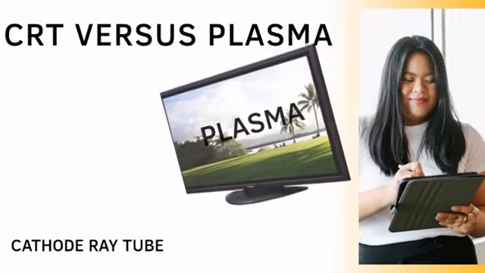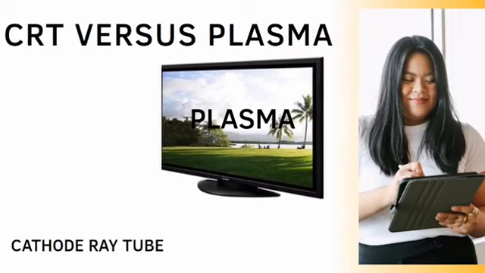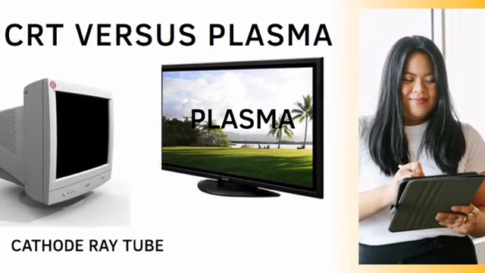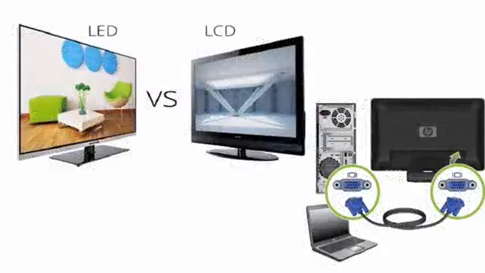Now, the monitor could either be a cathode ray tube or a plasma. In simple terms, the plasma is a flat screen monitor, while a cathode ray tube has a hunchback structure. Of course, the plasma gives better picture quality and is more modern than the CRT monitor.